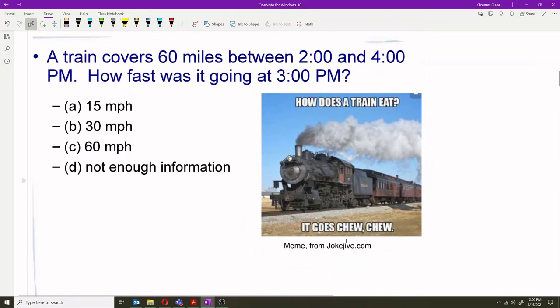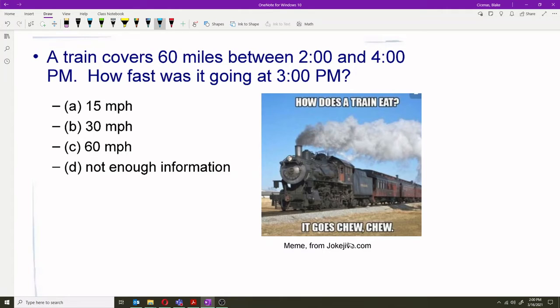So we'll do a couple problems here. Let's say we got a train. It covers 60 miles between 2 and 4 p.m. How fast is it moving at 3? So you got a couple choices, 15, 30, 60, etc. Your initial reaction is probably to say 30 miles an hour. But one key note here is it doesn't say words like constant or uniform or something to indicate that its speed is not changing.